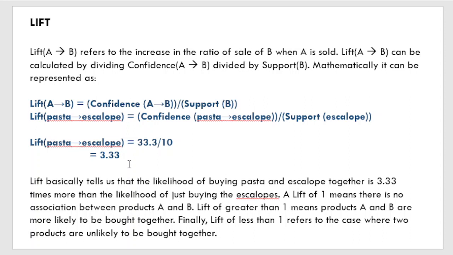So the reason I say this is probably one of the most important measures: we could have very high confidence or very high support, but if we end up getting a lift value of 1 or less than 1, then we have no confidence that the two items will be bought together. So lift along with the other two gives the final decision of how strong the association is.